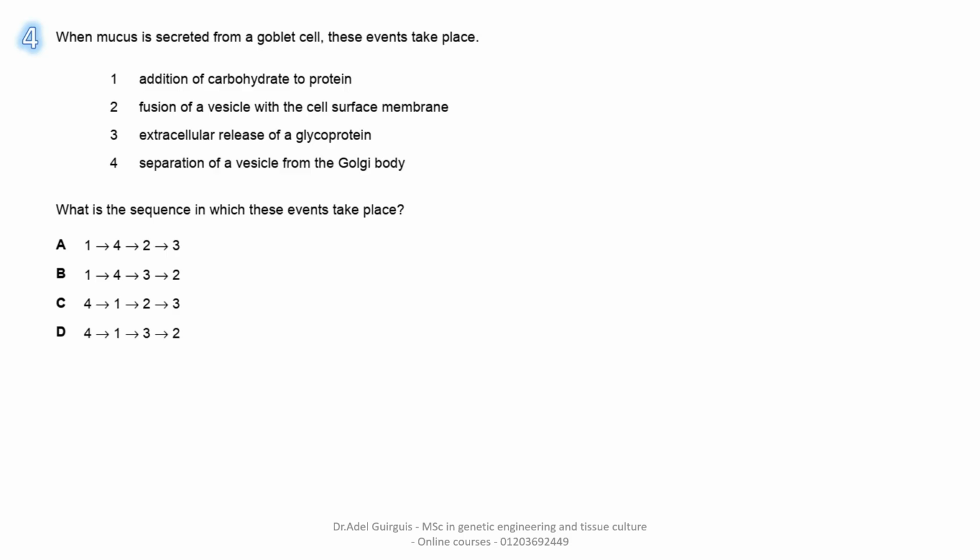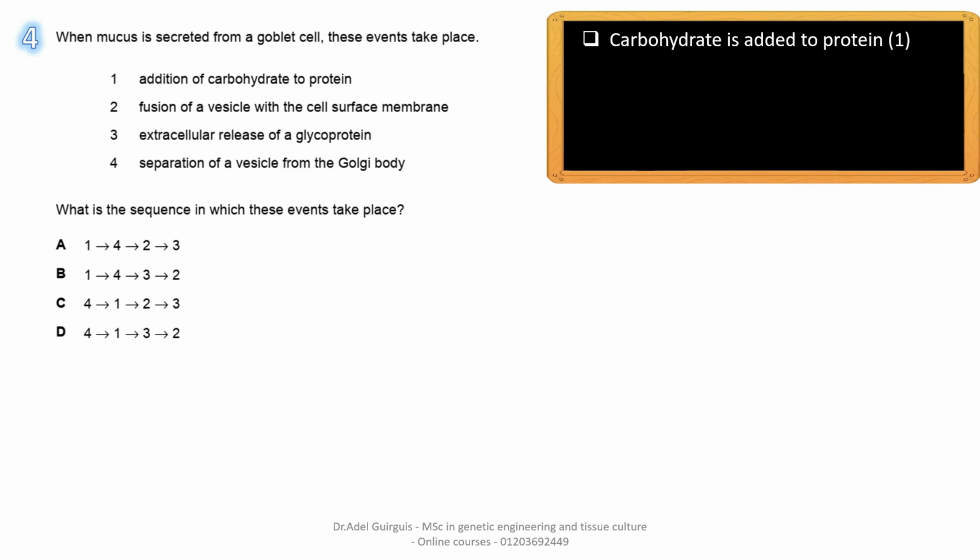Firstly, mucus is a glycoprotein made of a carbohydrate part and protein. Which one is formed firstly? Protein. Then certain organelles add the carbohydrate part to this protein to form glycoprotein. Look please, here carbohydrate is added to protein. This is number 1, so we have to start with 1. The answer is either A or B.